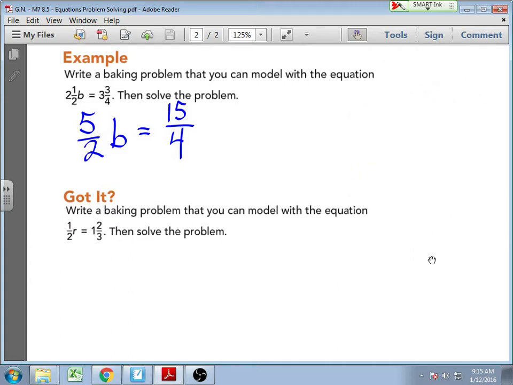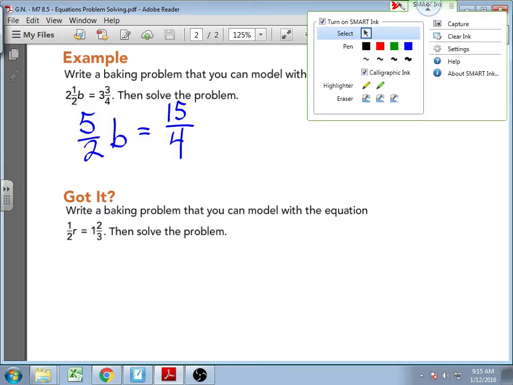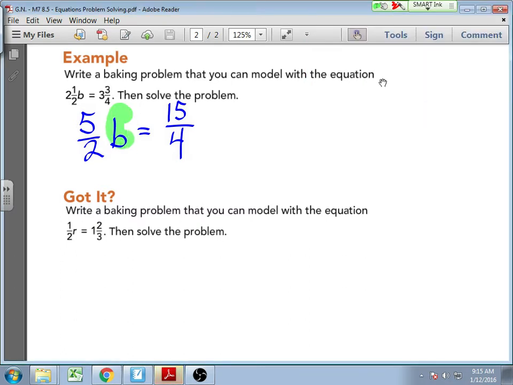So we need to write a word problem. We're not going to solve this yet. So we have 2.5 times b equals 3 3/4. You could convert the 5/2 B to 10/4 B, but I'm not going to, because when we go to solve it, you'll see how easy this is. I don't even need to convert that. But b, being a variable, has to represent something that I don't know, right? So what could this b represent?